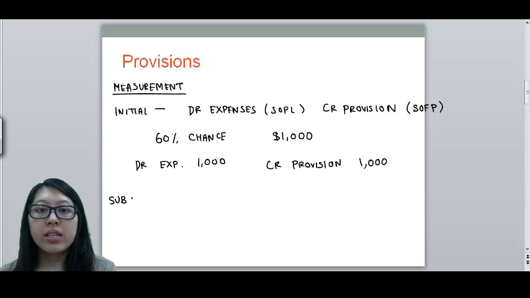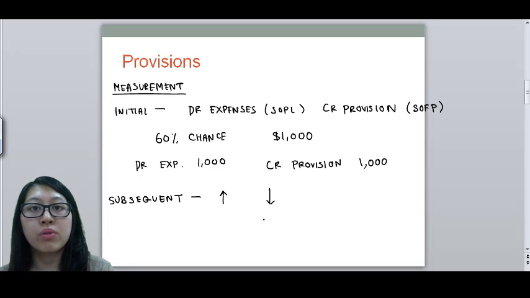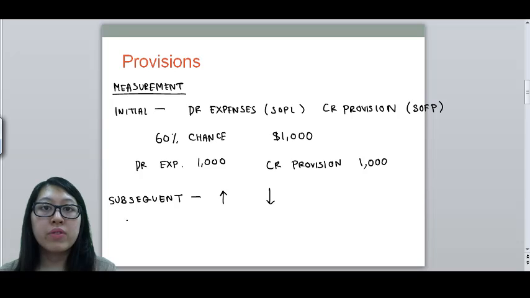Now, when we're talking about subsequent measurements, we need to consider whether the provision will increase or reduce, meaning whether this amount is going to change to be higher next year or lower next year. So there are two options. There could be an increase in provision or there could be a decrease in provision. And both have different adjustments. So let's give an increase example.